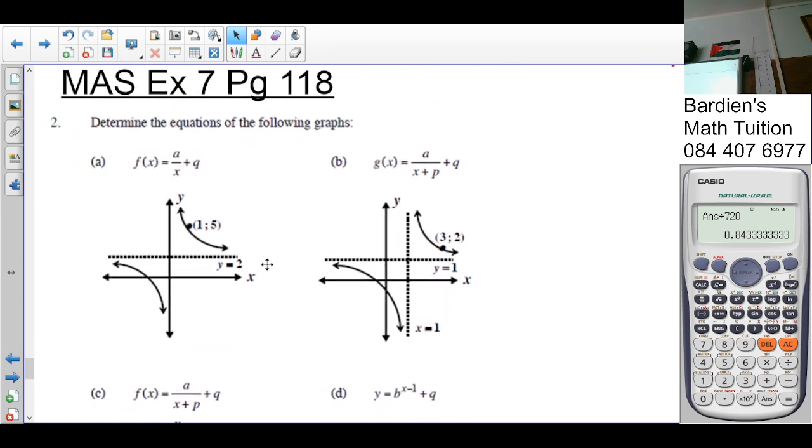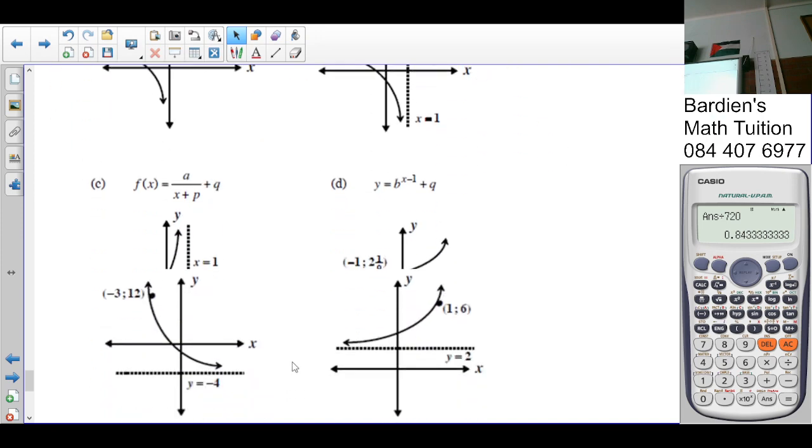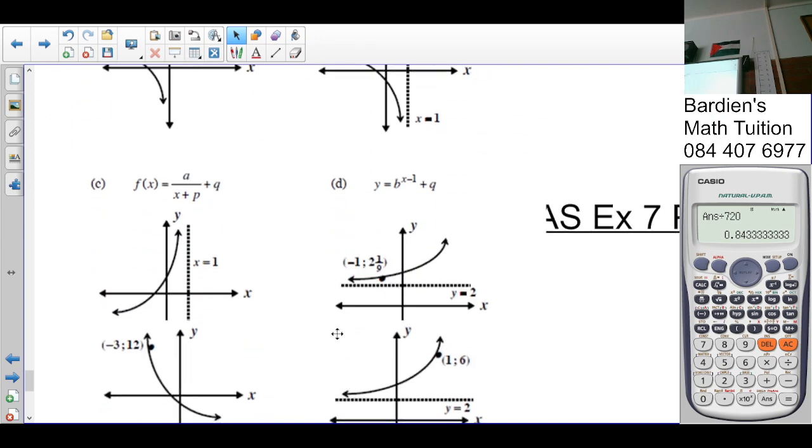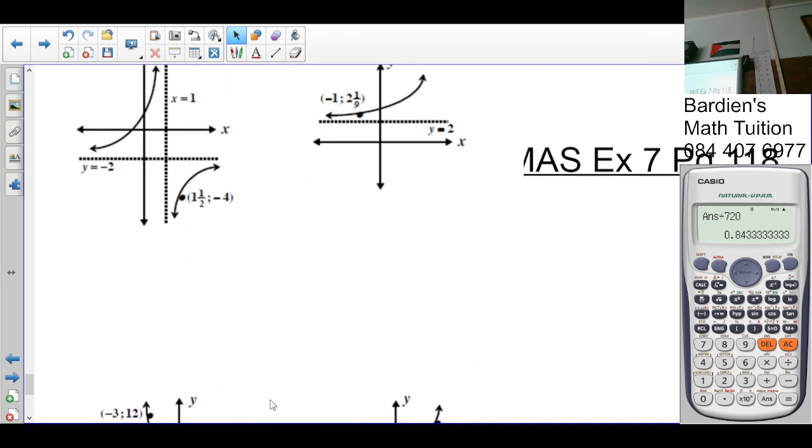Next. 2R. What's the answer here? Any issues with A and B? No. What's your answer here? Y equals 3 over x plus 2. The next one, y is equal to 2 over x minus 1 plus 1. Any problems with C and D?